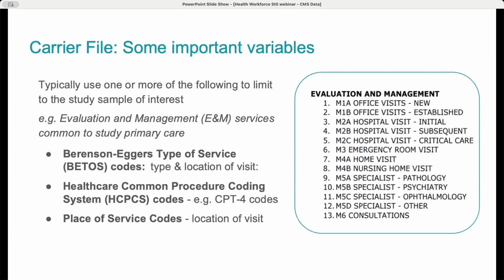So these are really important if you wanted to get to primary care, looking at primary care visits, you're probably going to be limiting to office visits, for example. And then also, you'll typically use the Healthcare Common Procedure Coding System, or the CPT codes, if you want to, again, limit down to certain types of visits. Those are very important. And then finally, place of service codes. Those get a little messier, but oftentimes you'll use those in combination with the BETOS codes to identify site of care.